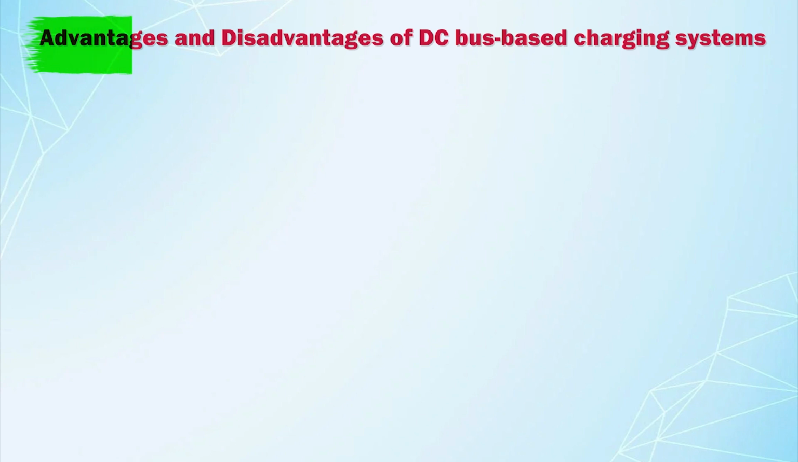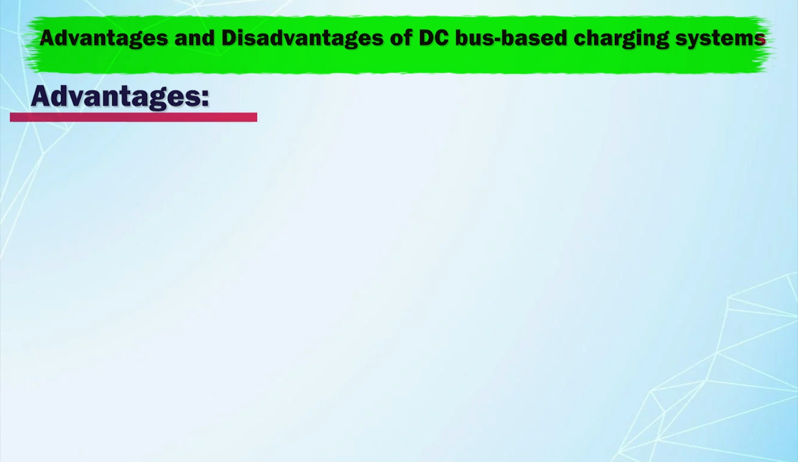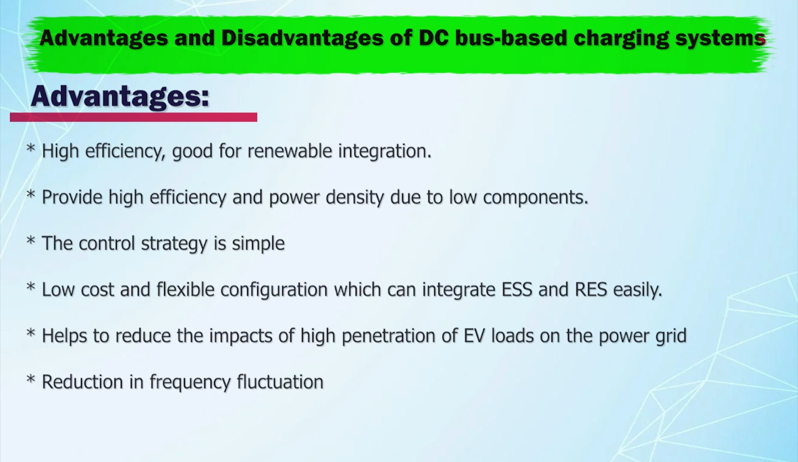Now, we will see the advantages and disadvantages of DC bus based charging systems. First, we will see the advantages of DC bus based charging systems. It is high efficiency; the efficiency of the charging station is high.